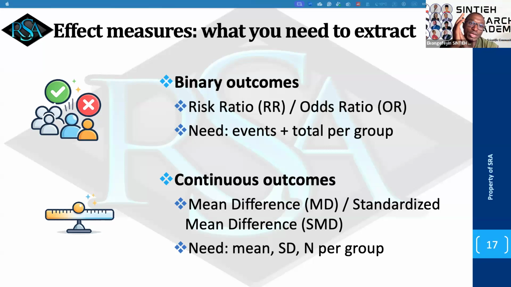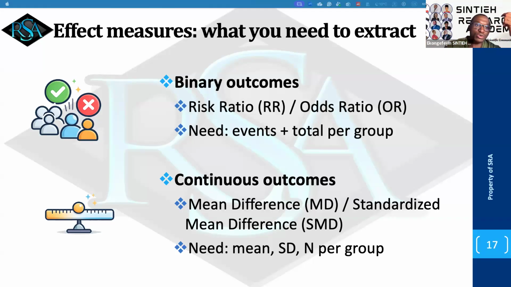And for binary outcomes, you just need the events per group. So how many people had, let's take stroke, in the group that was obese, and how many people did not have stroke in the group that was not obese, and then you compare, and that's how you're going to get the odds ratio or the relative risk ratio.